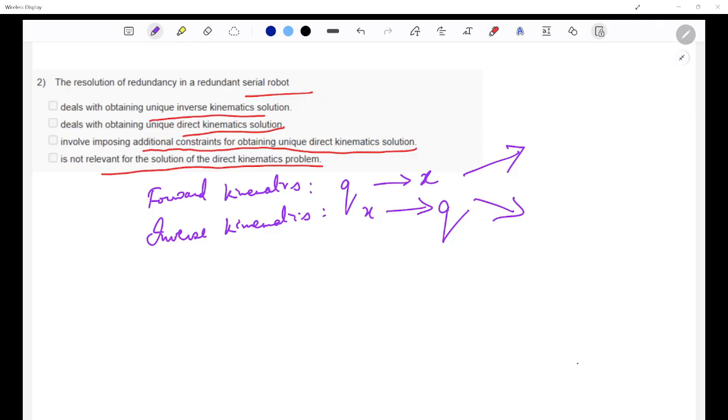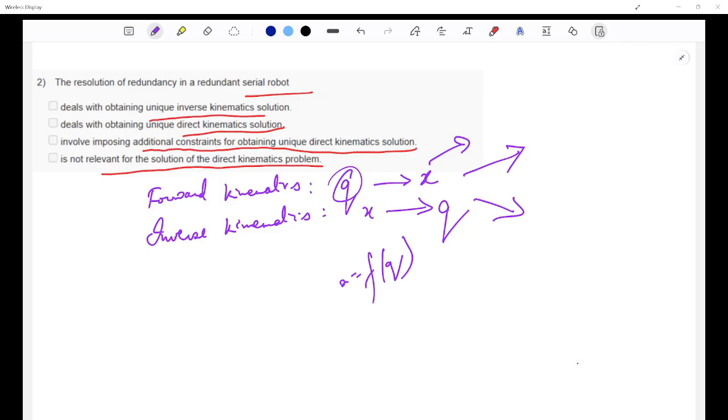So in forward kinematics, given q, we know that the pose we obtain is unique. Mathematically, x is equal to a function of q. There is no ambiguity here, right? And so forward kinematics never has multiple solutions. I'm talking only about serial robots. Okay, what happens in redundant robots?